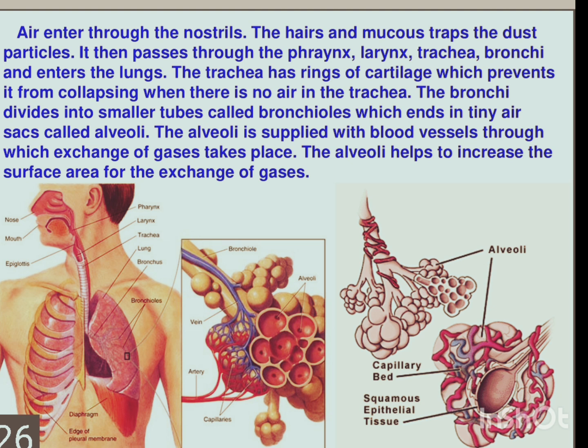Next we have bronchi. See, the bronchi divide into small tubes called bronchioles. You can see here in the picture what is happening. The bronchioles are divided into many tube-like structures, and those bronchioles end in the sacs called alveoli. The alveoli are supplied with blood vessels through which exchange of gases takes place. The actual exchange of gases takes place in the alveoli. The alveoli help to increase the surface area for the exchange of gases, so this process happens mainly in the alveoli.